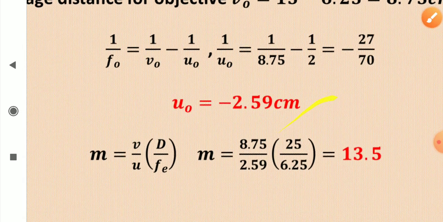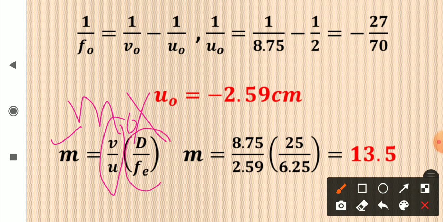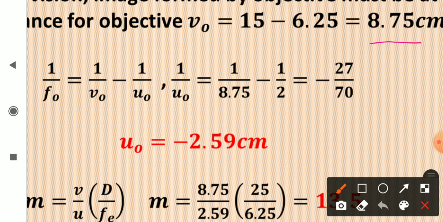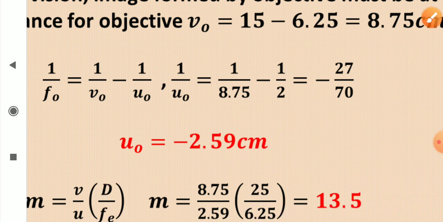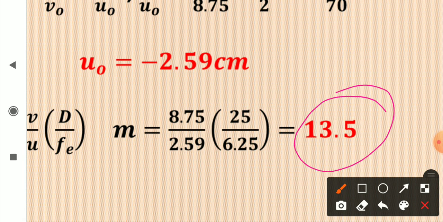And for magnification, since it is normal vision, magnification is magnification of objective MO into magnification of eyepiece in normal adjustment D upon FE. So put the value of VO, which is 8.75. We have just found out, you see. 8.75 centimeter upon UO, this much, into D is 25, FE is 6.25. So putting all the values and simplifying, the magnification comes out to be 13.5. That means the image will be 13.5 times bigger.